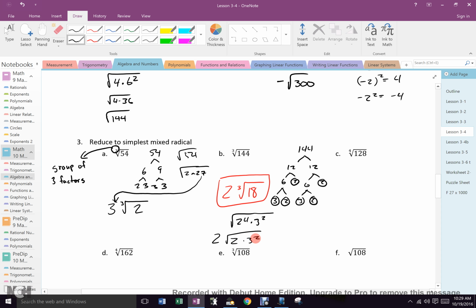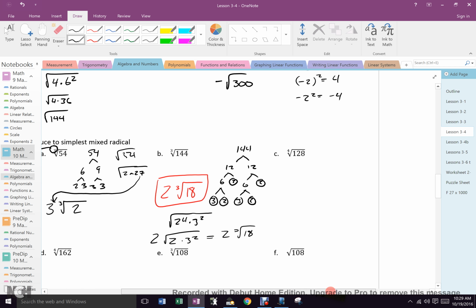2 times 3 squared. 3 squared is 9. 2 times 9 is 18. 2 cube root 18. Does everyone see it? Yeah. Because you want it as simple as possible, right? What's better, 18 or 2 times 3 squared? Which one do you have to think more about to know what the value is? Right. Math is always about getting things to look as simple as possible. Got it?